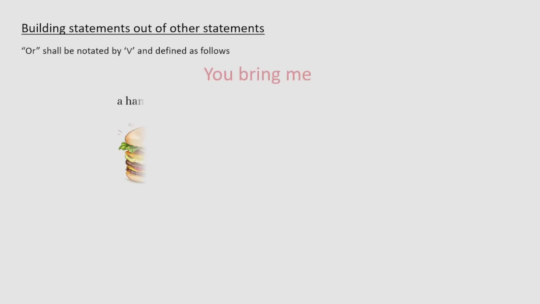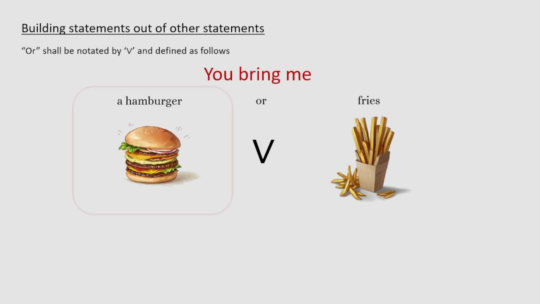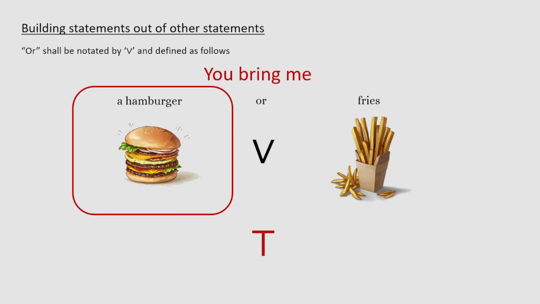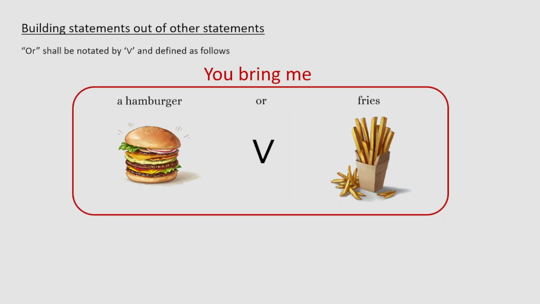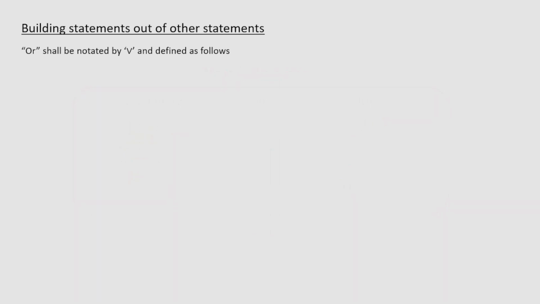In addition to and, another way of combining statements is with ors. For an example of how or statements work, let's imagine that I ask you to get me a hamburger or fries. If you bring me a hamburger and no fries, I'm happy. If you bring me fries and no hamburger, I'm happy. But what if you bring me both? Well, I'm still happy. I wanted at least one of those two things, and that's what I got. So as long as we have at least one true in an or statement, then it's going to be true.